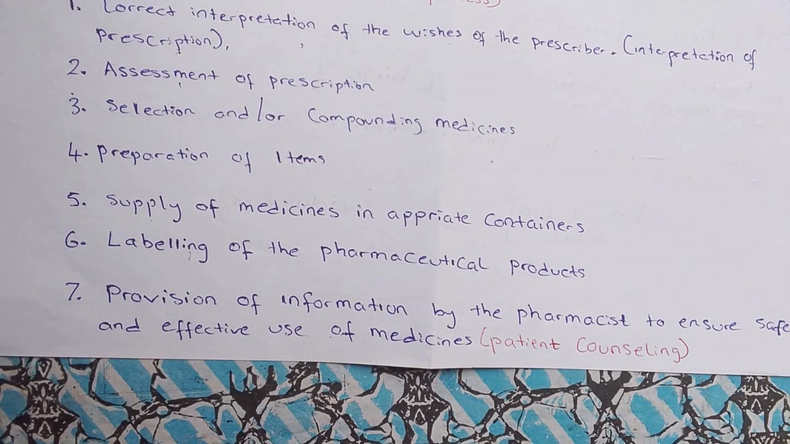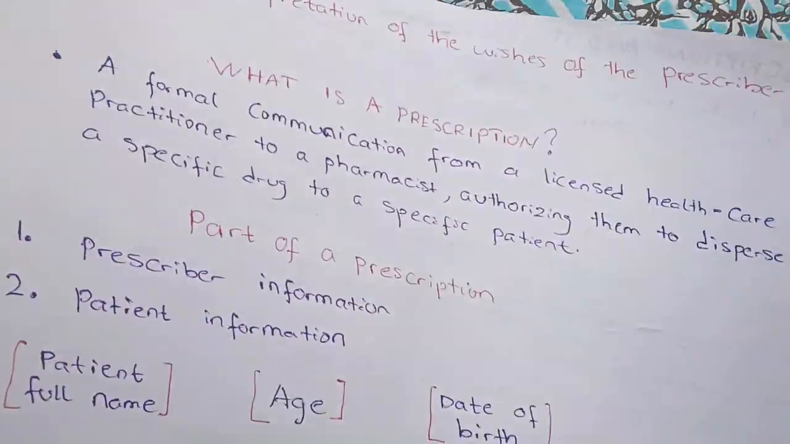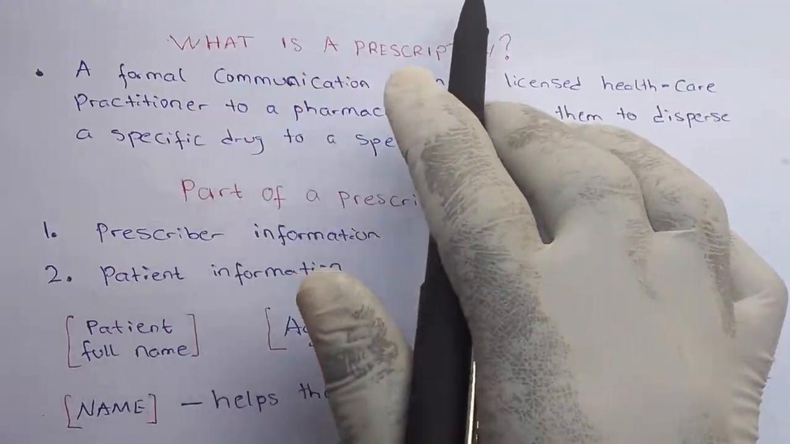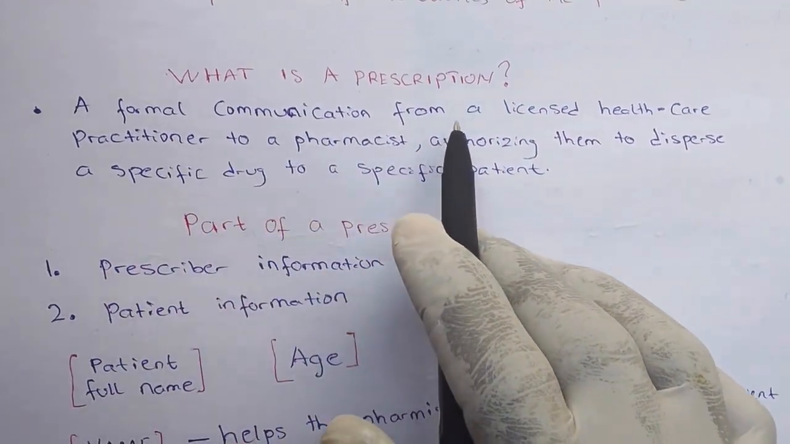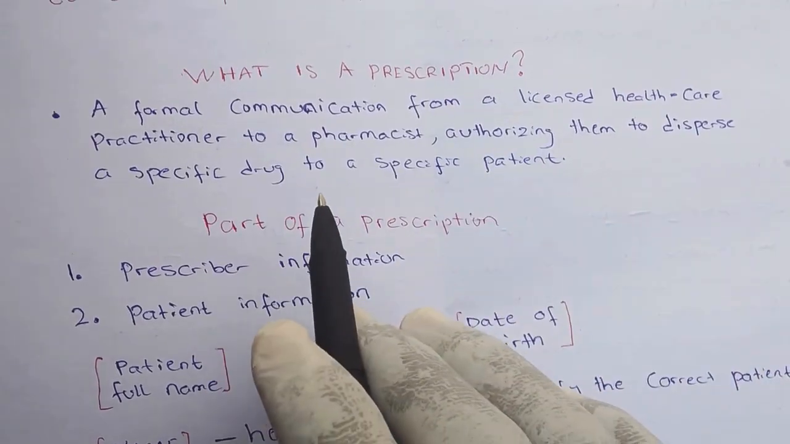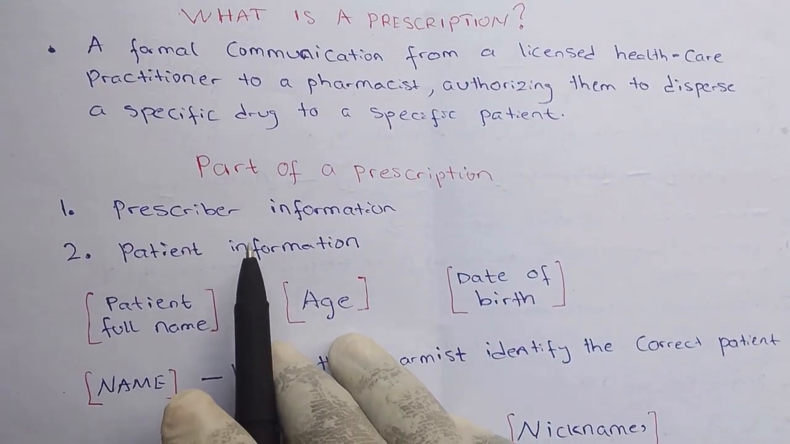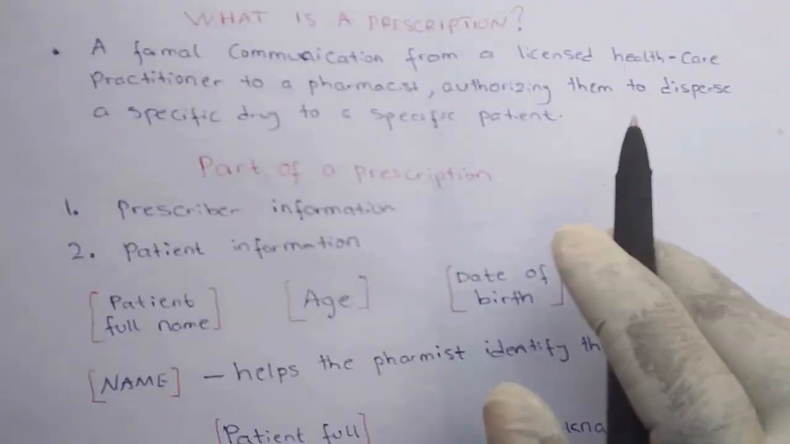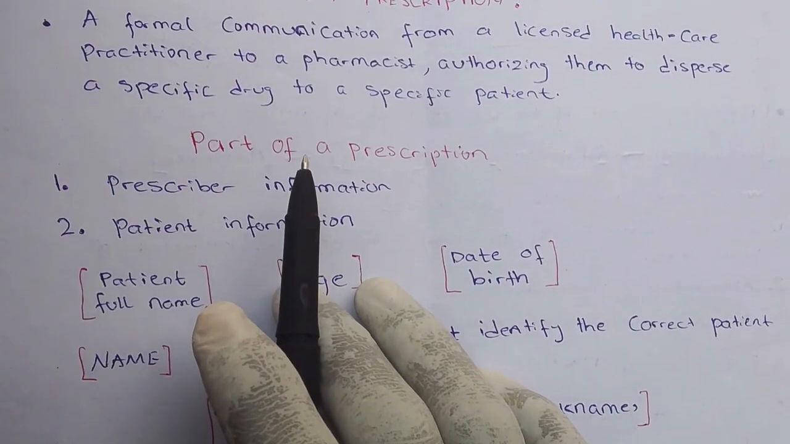But for the purpose of this class, we will be focusing only on the first one. Correct interpretation of the wishes of the prescriber. What is a prescription? A formal communication from a licensed healthcare practitioner to a pharmacist, authorizing them to dispense a specific drug to a specific patient. Prescriptions are only meant for pharmacists. The pharmacist is expected to be conversant with medical terminologies.